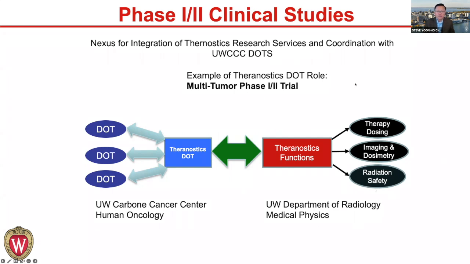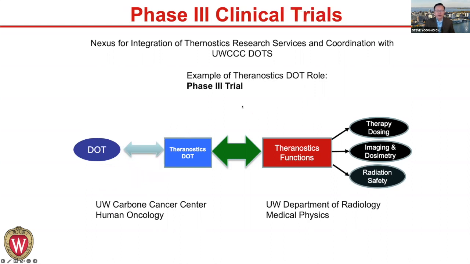So this is kind of a schema that we're seeing: for these trials, if they're multi-tumor phase 1, phase 2 trials, the Theranostic DOT will really be able to interface closely with these DOTs and handle a lot of the theranostic functions. In a phase 3 trial, where the theranostic agent is a little bit more familiar and used, there's more experience with this, then we can interact a little bit more with this DOT just to provide these service needs for the DOT for these studies.